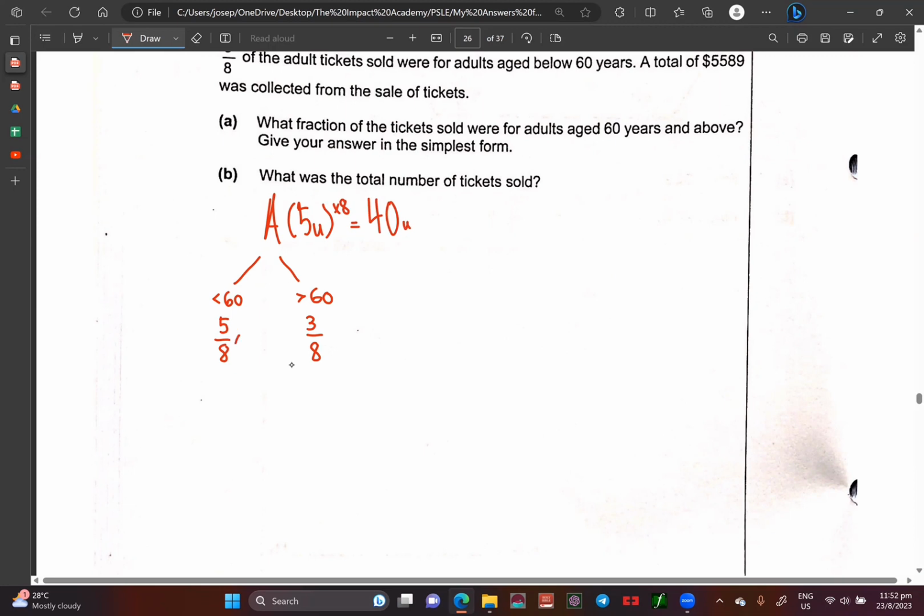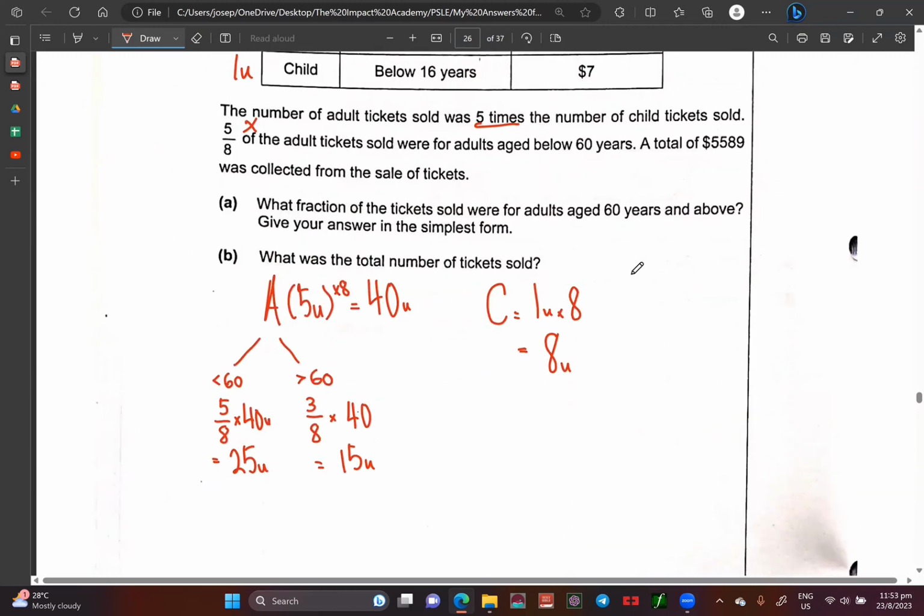So when I do 5/8 times 40 units, I know exactly how much it is going to be in terms of units for my adults that are below 60 years old. I know it's 25. For the other one, it will just be 3/8 times 40, and we will get 15 units over here. Now, not forgetting children, initially it was 1 unit, but because I have multiplied 8 to my left, I have to multiply 8 to my right as well. So for children, I have now increased it to 8 units. Once this is done, we can start working on it.